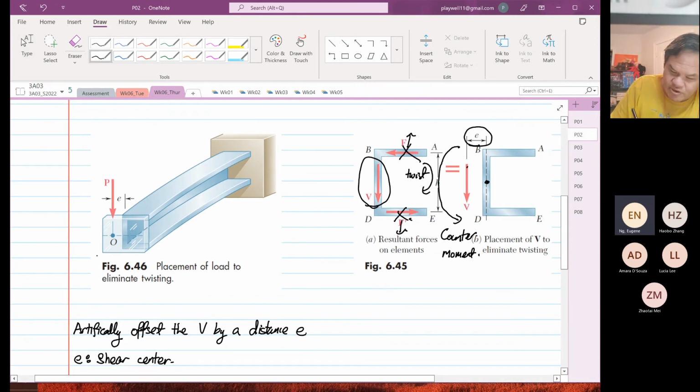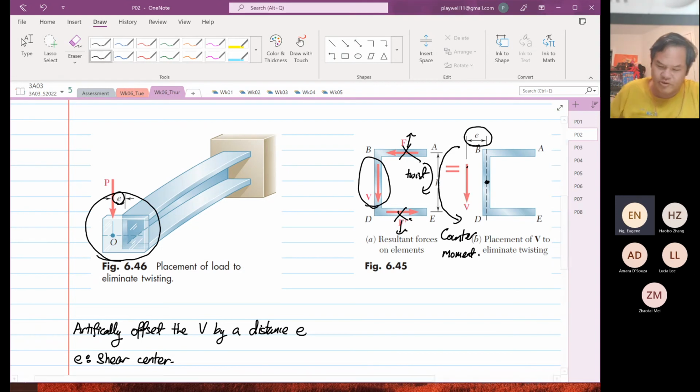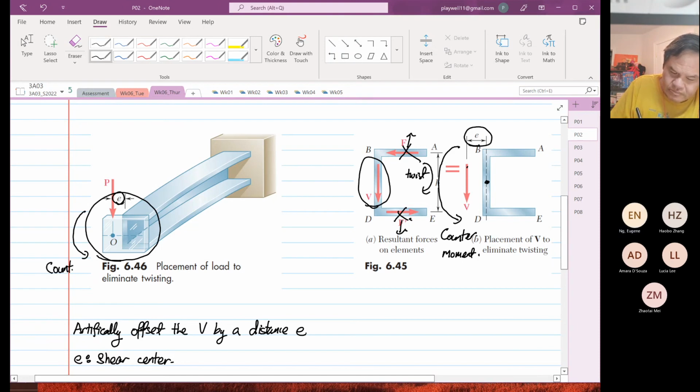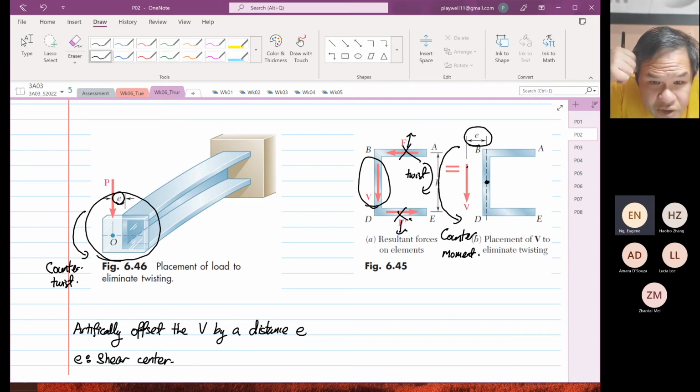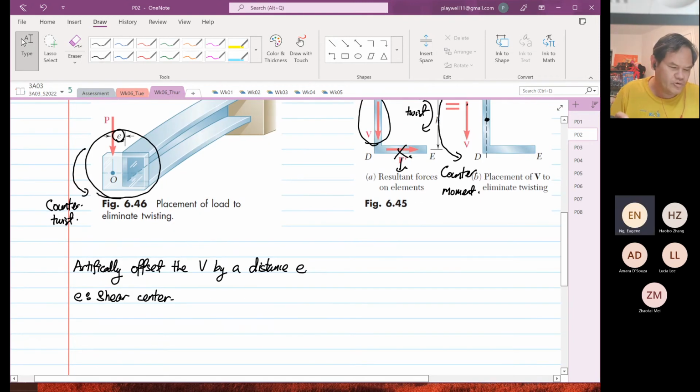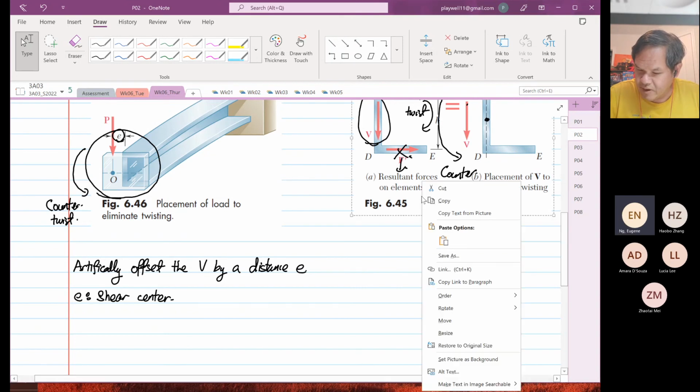Okay, so this is showing what is actually happening, right? You move an offset by E. Okay, so you have a counter twist. So by having the E over here, you are generating a counter twist. Okay, this counter twist will eliminate the twist. Okay, so E is a distance. Yes, E is a distance. Okay, right. So now we are going to take moment about point C now. Okay, so I'm going to get this diagram again.